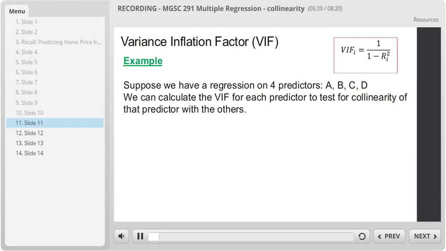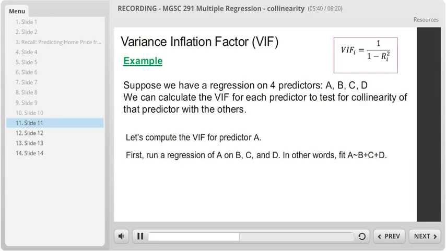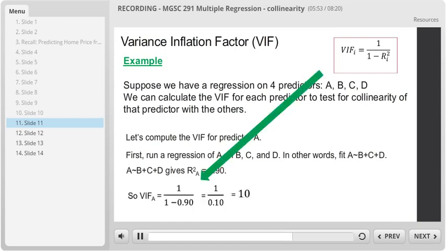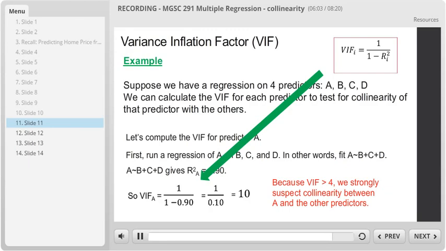Let's look at an example. Suppose we have a regression on 4 predictors named A, B, C, and D. We can calculate the VIF for each predictor to test for collinearity of that predictor with the others. Let's compute the VIF for predictor A. First, we will run a regression of A on B, C, and D. The regression of A on B, C, and D gives an R squared of 90%. So to calculate VIF for A, plug in R squared into the formula. When we do this, we get a VIF of 10. Because this is greater than 4, in fact much greater than 4, we strongly suspect collinearity between A and the other predictors.